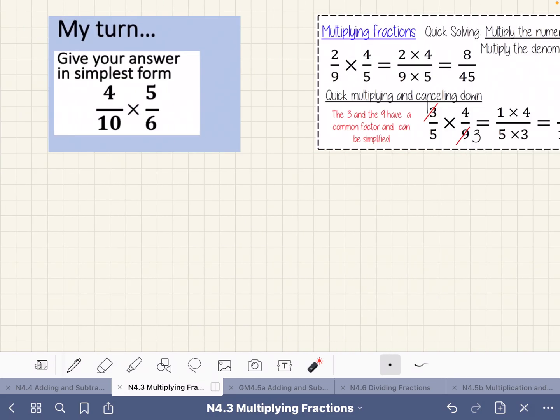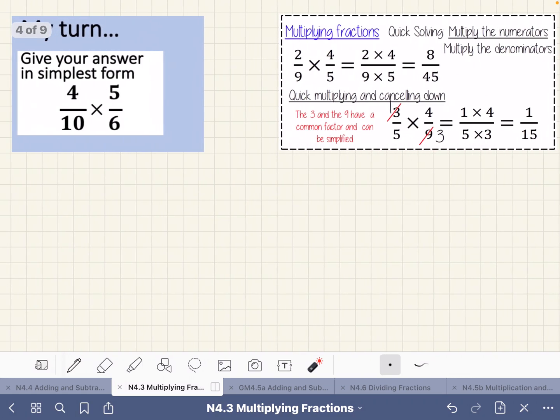Next question, we are going to try this cancelling down. Now, cancelling down means that we should end up with a simplified answer at the end, providing we cancel down fully. And we do it either going diagonally or top to bottom. So we look for common factors diagonally or top to bottom, never side to side.